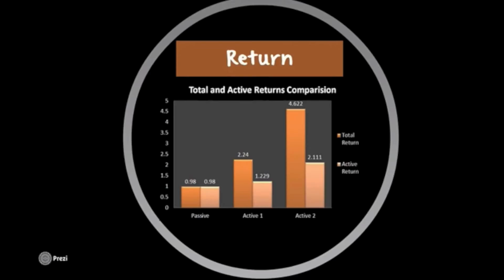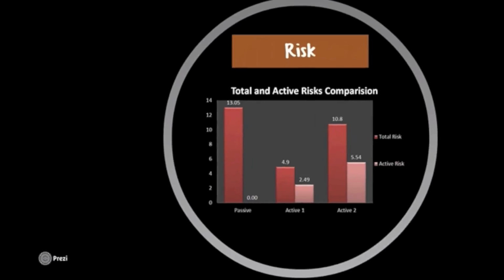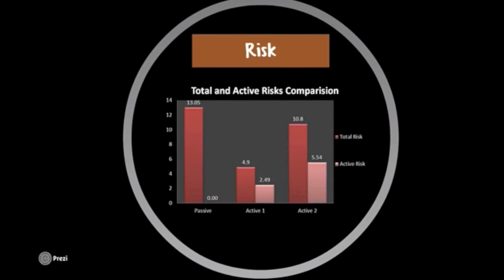After readjusting, the active 2 had higher total return as well as active return than the active one, with 4.622% and 2.111% respectively. However, along with the high return, they are increasing in the level of risk. It's illustrated clearly in the next graph.